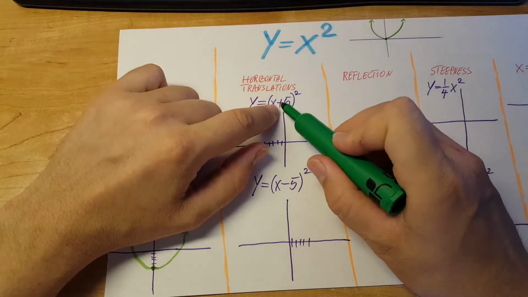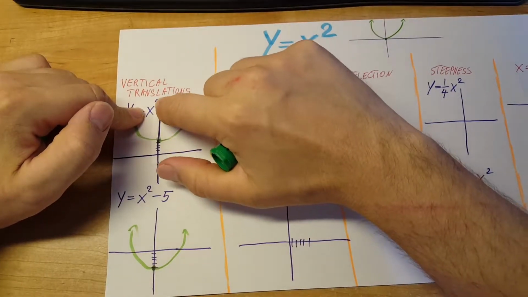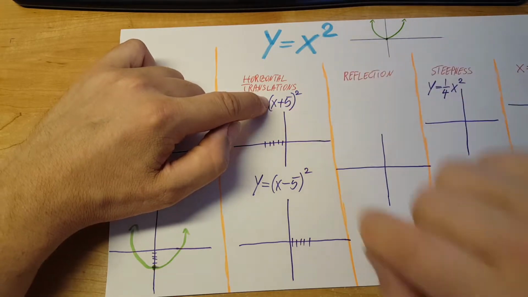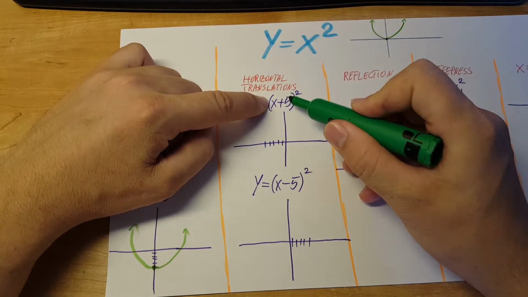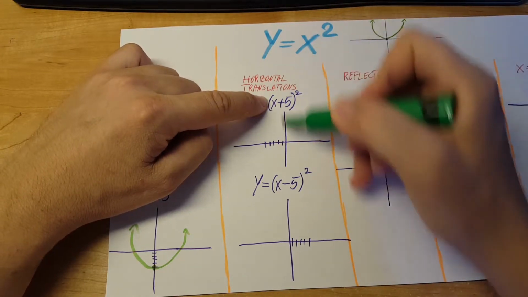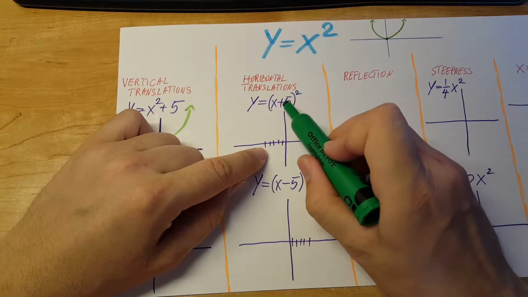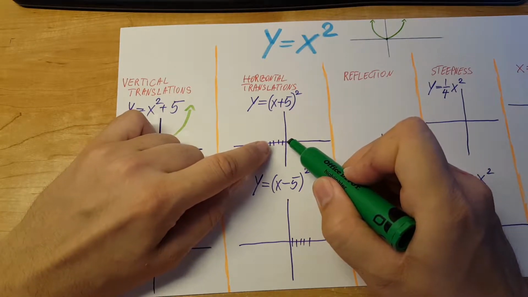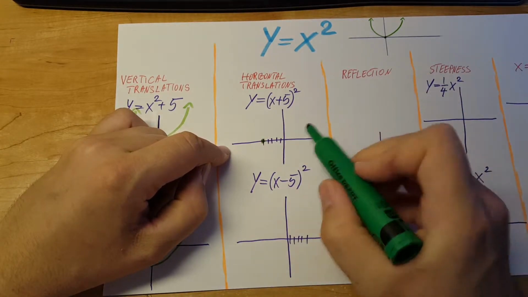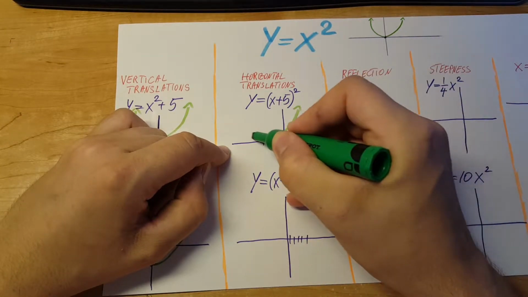Now, instead of adding a plus 5 after it, we're gonna add it inside the square. So we're gonna put a parentheses and put x plus 5, and then we square it. So if we do this, again, we're gonna have the same shape parabola, but this time instead of a vertical movement, we're gonna get a horizontal movement. So if we have a plus 5, that's gonna move our parabola to the left, and our vertex is gonna be right here, 5 points to the left, and we're gonna draw our parabola from here.